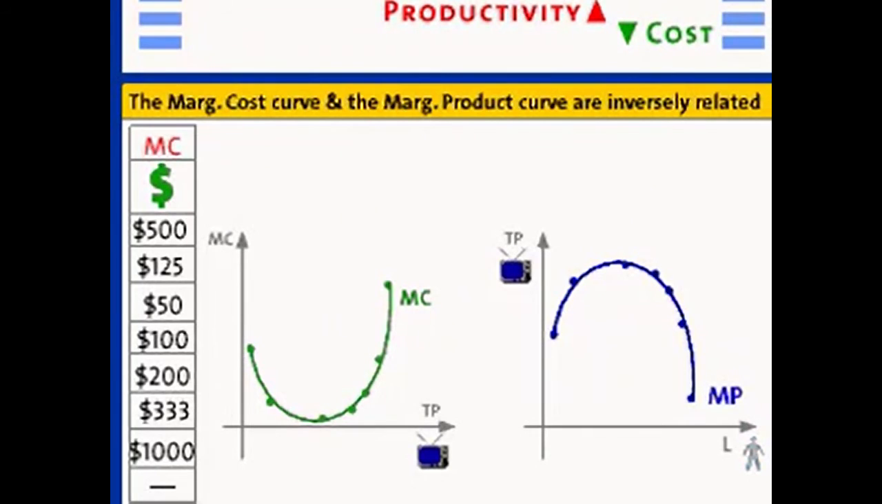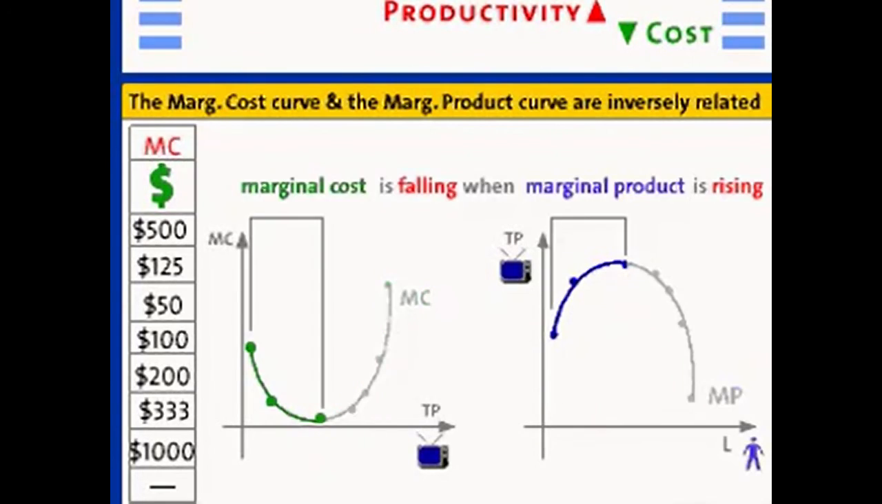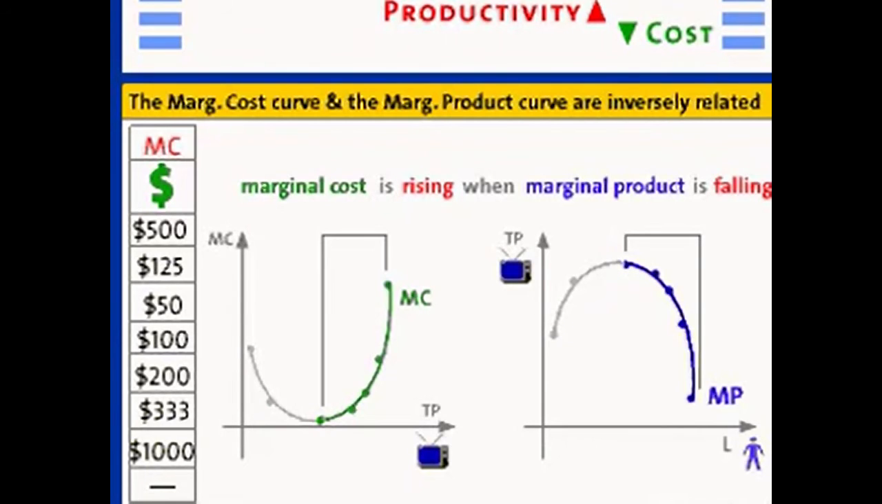When productivity is increasing, when the marginal product is increasing due to teamwork and specialization, then the marginal cost of an extra unit of output is falling. When the marginal product is falling, the marginal cost of producing an extra unit is rising because you're having to hire more and more workers at the margin to produce an extra television set. So the point that I'd like to make here is that marginal cost and marginal product are mirror images of each other. They are reciprocals of each other.